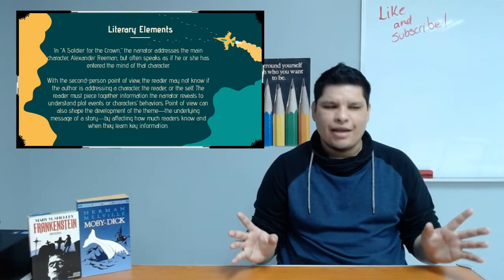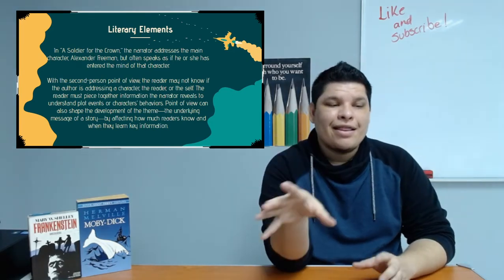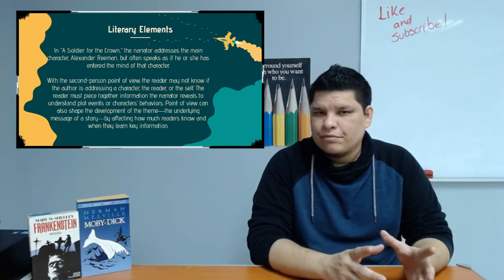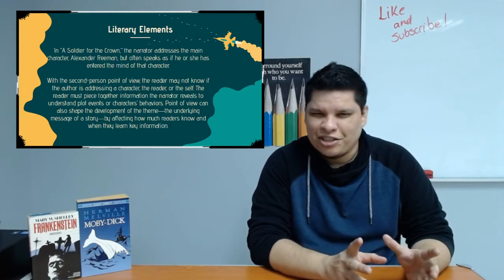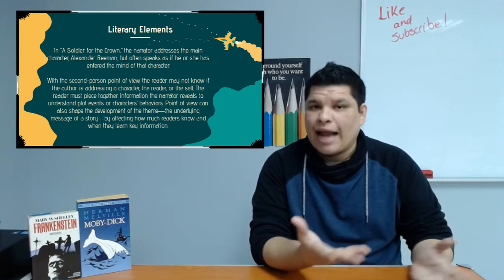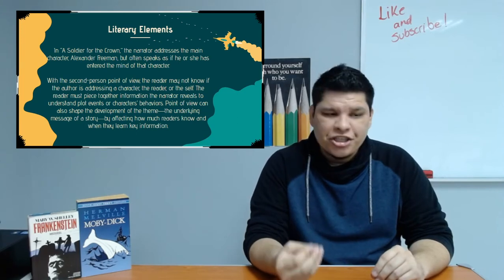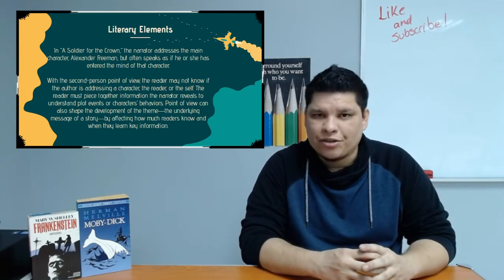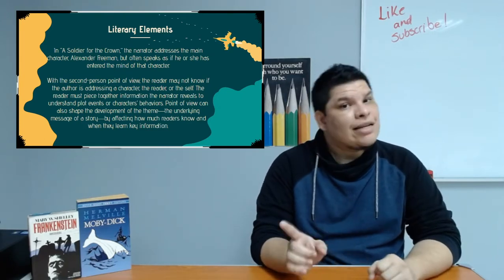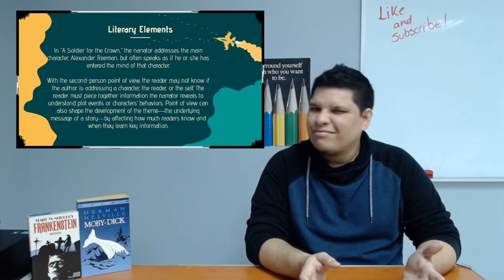Let's just read that again. In this story, A Soldier for the Crown, the type of narration, the narrator himself or herself, okay, we still don't know if it's a he or she, addresses the main character, Alexander Freeman, but often speaks as if he or she has entered the mind of the character. This is something only possible when the narrator is not in the first person. It may happen in the third person, not that common.